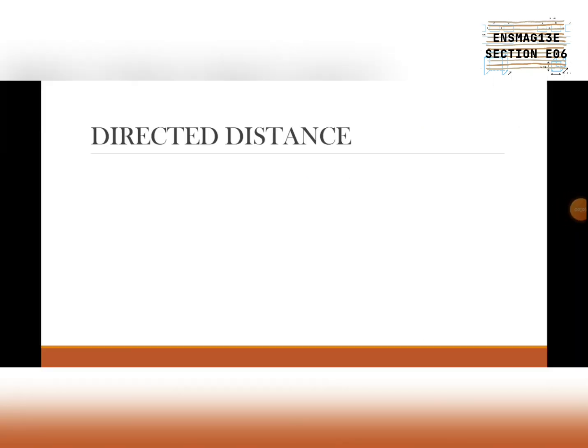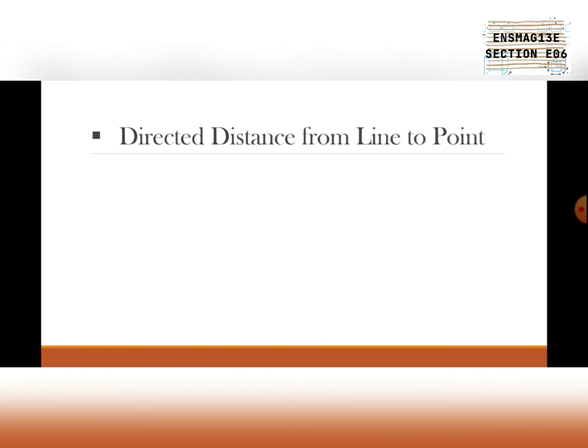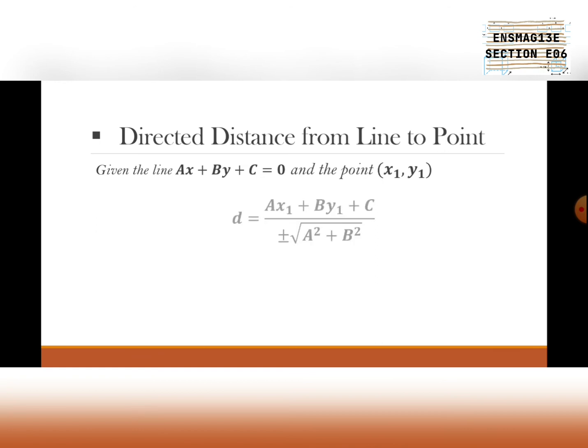The directed distance. Here, we will solve for the distance from a line to a point, and from a line to a line. For the directed distance from a line to a point, given the line ax plus by plus c is equal to 0, and the point (x sub 1, y sub 1), the distance from line to point is given by this equation: d is equal to a times x sub 1 plus b times y sub 1 plus c, all over the square root of a squared plus b squared.